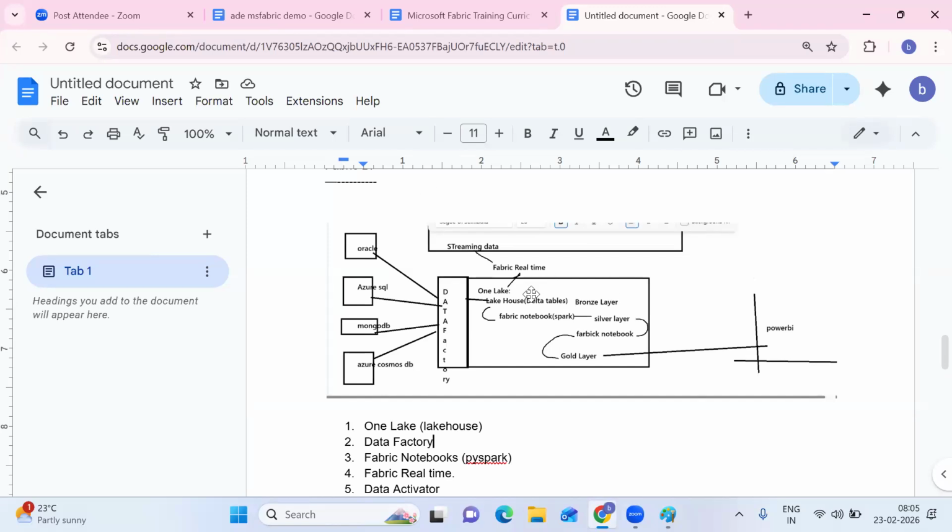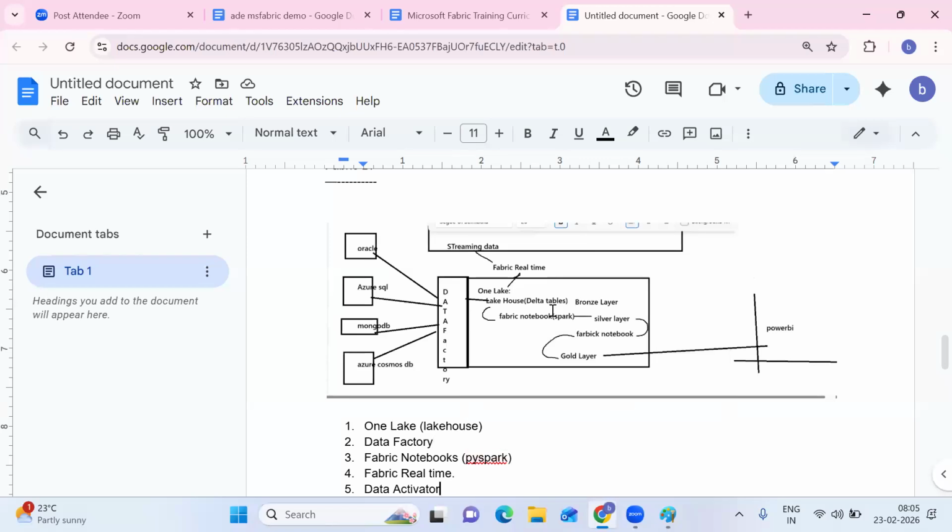Backend format is Delta. What is the advantage of Delta? For every change activity, new versions will be created. The advantage of the new versions is time travel. Understand? Suppose mistakenly some wrong operation is done, you can go to the previous version. You can switch from one version to another version. That feature was previously available in Snowflake, later in Databricks, and now in Microsoft Fabric.